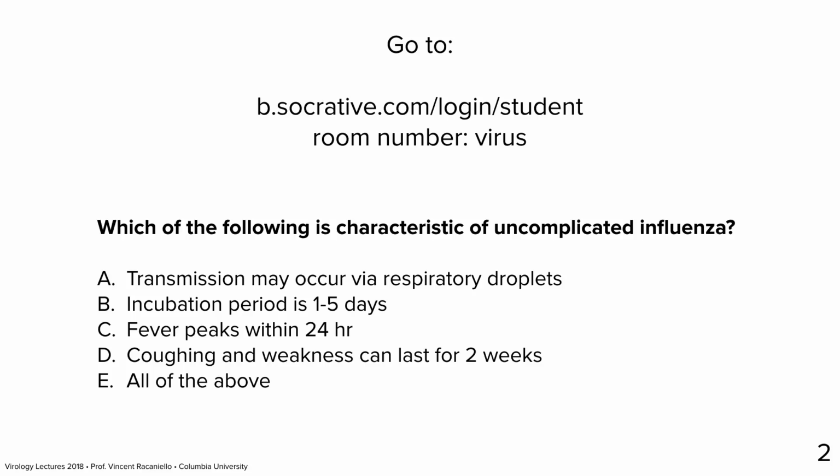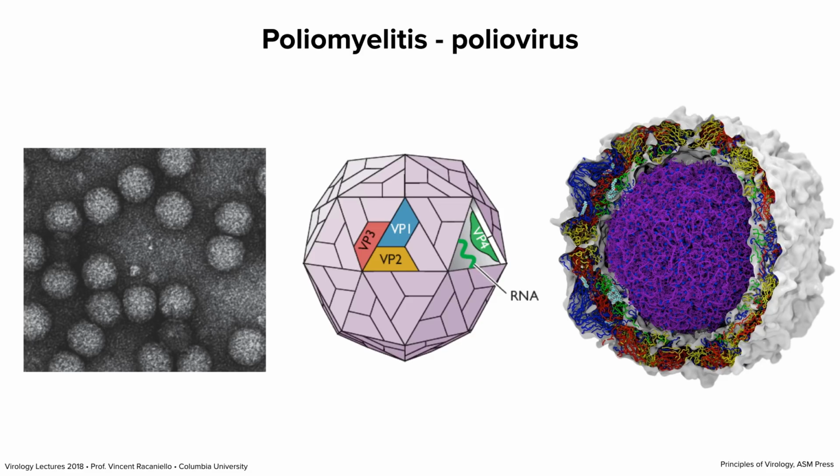All right, next question. Which of the following is characteristic of uncomplicated influenza? Transmission by respiratory droplets, incubation period 1 to 5 days, fever peaks within 24 hours, coughing and weakness can last for 2 weeks, or all of the above. Okay, most of you got the right answer, all of the above.